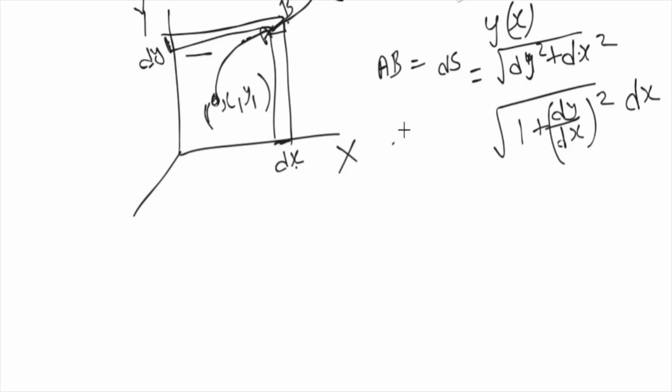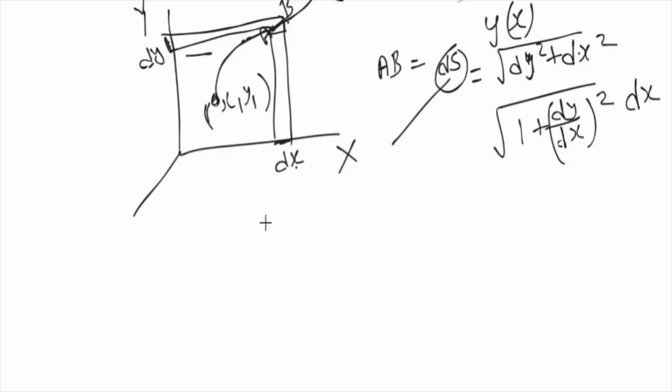So the length of this small segment is called ds. And what's the total distance between these 2 points x1, y1 and x2, y2? What is the total distance?